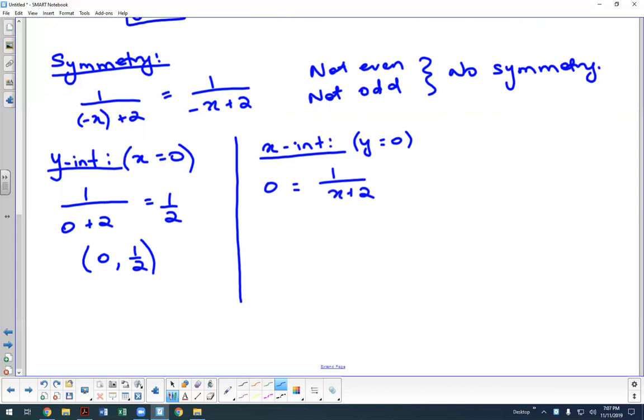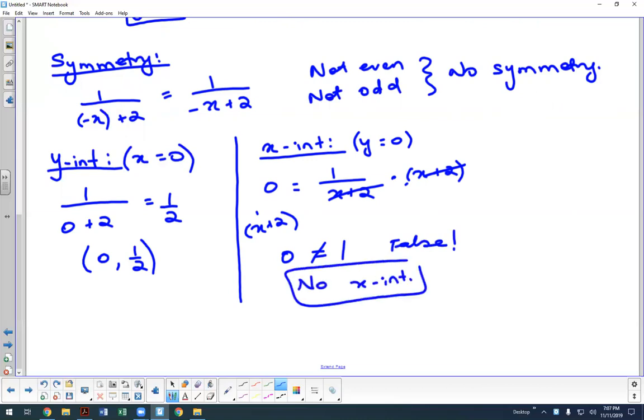When we try to get rid of our denominator, x will basically end up disappearing. We get a false statement, so there's no x-intercept. All of these are literally the same things we saw with the previous example, just our numbers are changing because it's a different function, but all of those same things are repeating. No x-intercept. We have a y-intercept.